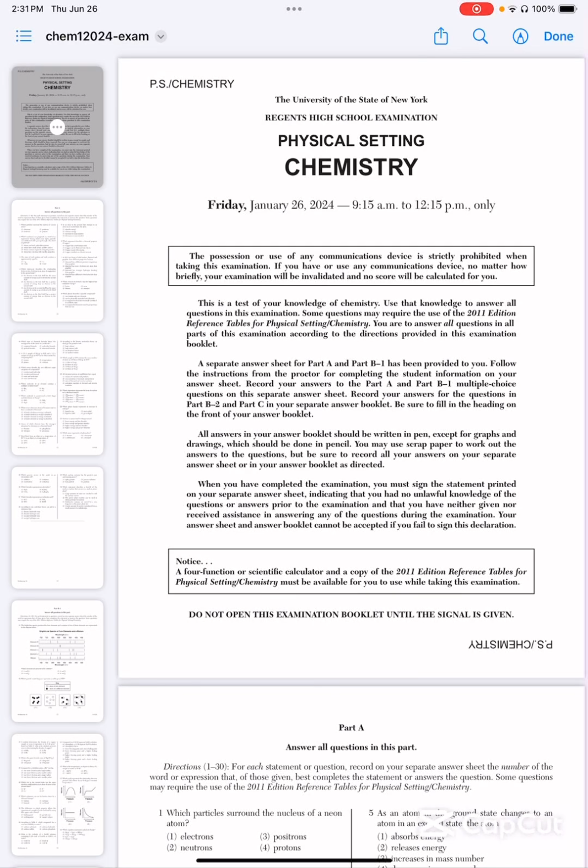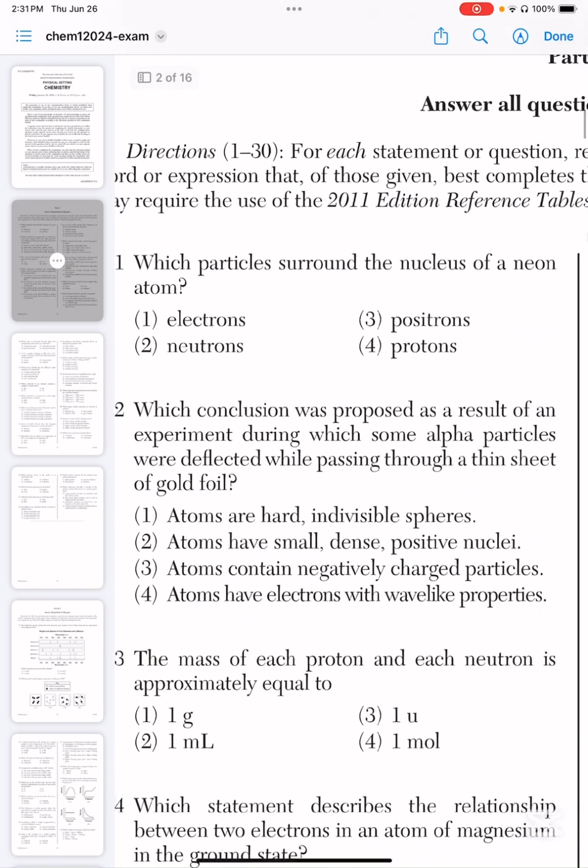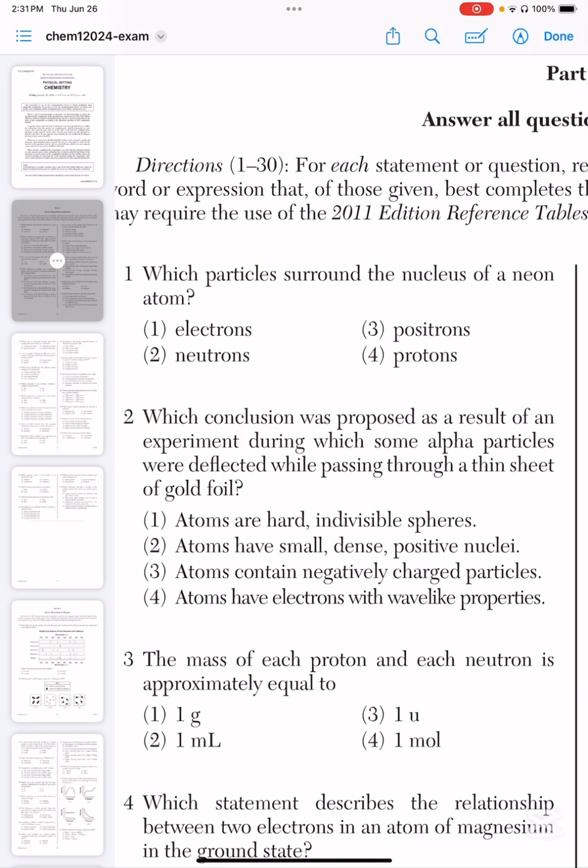This is the chemistry Regents exam from January 2024, and let's see. Which particles surround the nucleus of an atom?